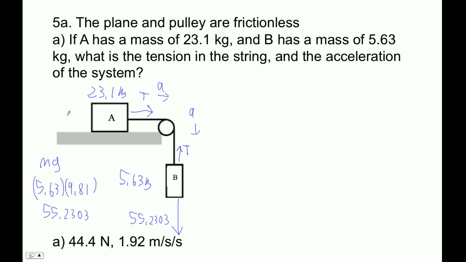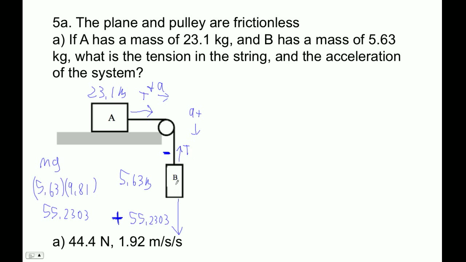There is no force this way on A because there's no friction. There's only the tension on A. And on B, the tension is up and the 55.2303 is down. The next thing you do is decide which way acceleration is. Acceleration is to the right on this one and down on the other. That makes the down direction positive for this one. I always make the direction that A moves positive, so everything is positive in that direction. So this force is positive, and tension is negative for this one.